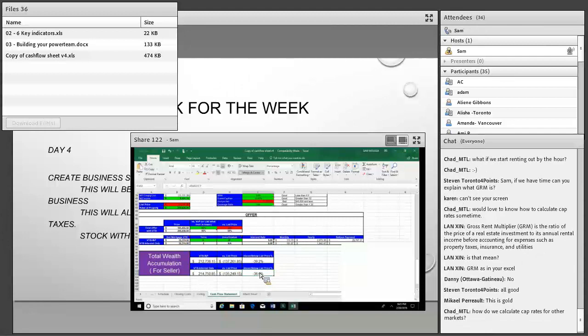I'm going to close this sheet and go to a whiteboard so we can talk about how we calculate cap rate for other markets. Okay, Chad, we'll come back to that. Any other questions?